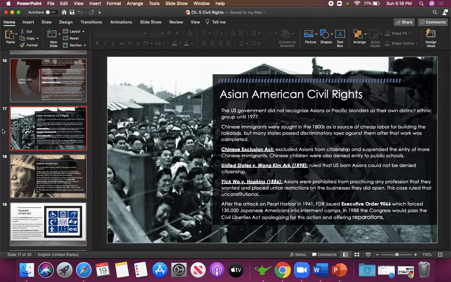And then, of course, the most well-known example of discrimination against Asian Americans is after the Japanese attacked the United States at Pearl Harbor in 1941. FDR issues Executive Order 9066, which forces 130,000 Japanese Americans into internment camps, which you can see the picture of here. These are essentially prison camps.